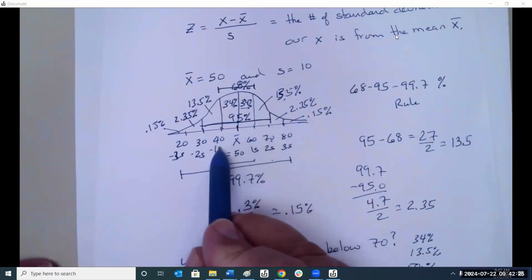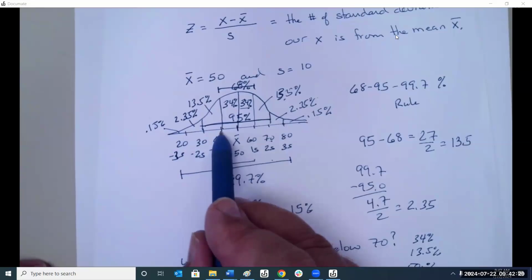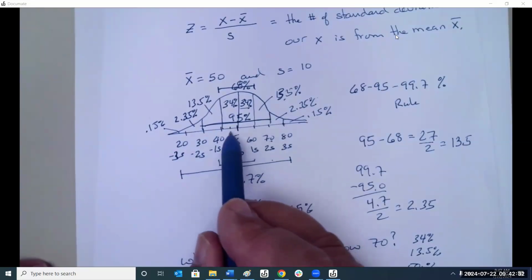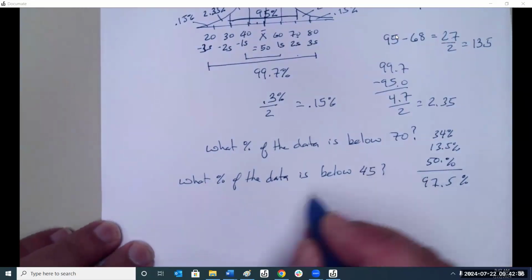Forty-five is within that first standard deviation to the left. The mean is 50. The first standard deviation to the left is 40. So 45 is between there. That's our X value.